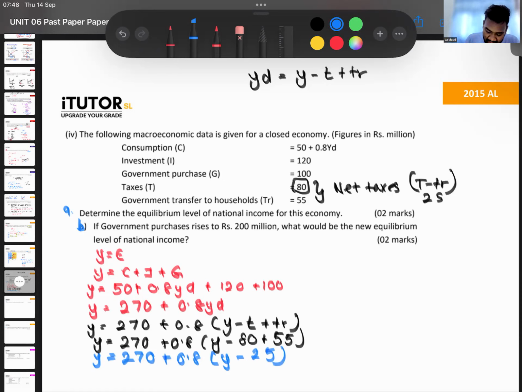No, if it's net taxes, then Y minus NT. If it's net taxes. So either it's this or it's Y minus net taxes.